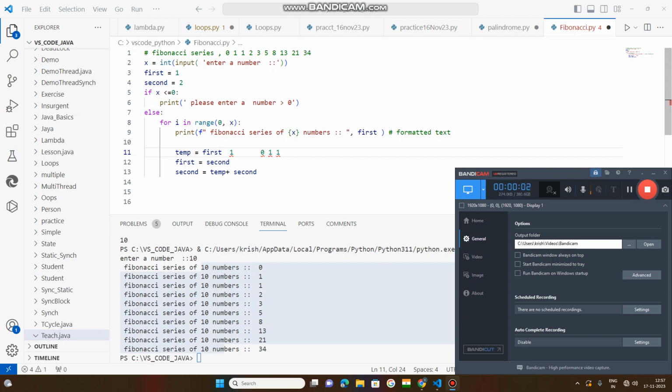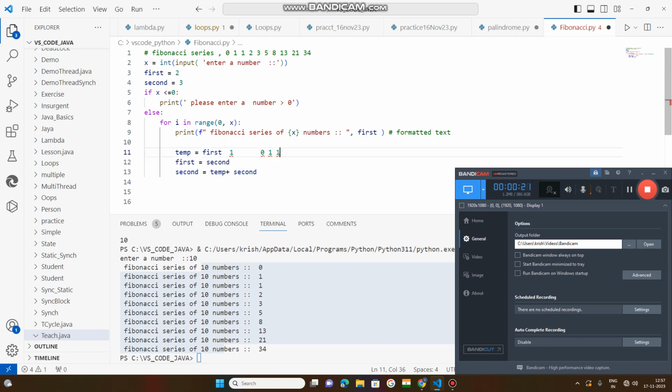Okay, now first is equal to second. This first will become 2. Okay, now second is equal to temp plus second. Temp is equal to 1, the temporary value. Okay, 1 plus second, what, 2. So this becomes 1 plus 2, 3.